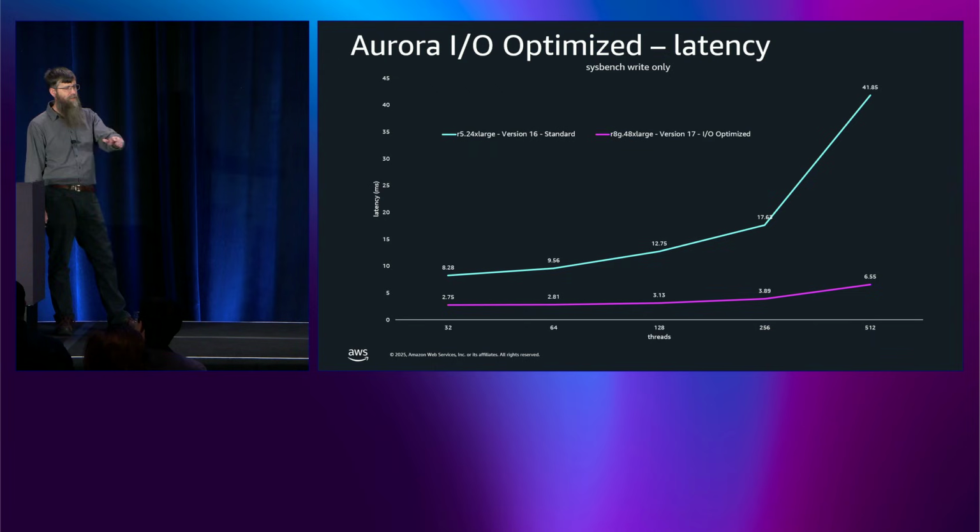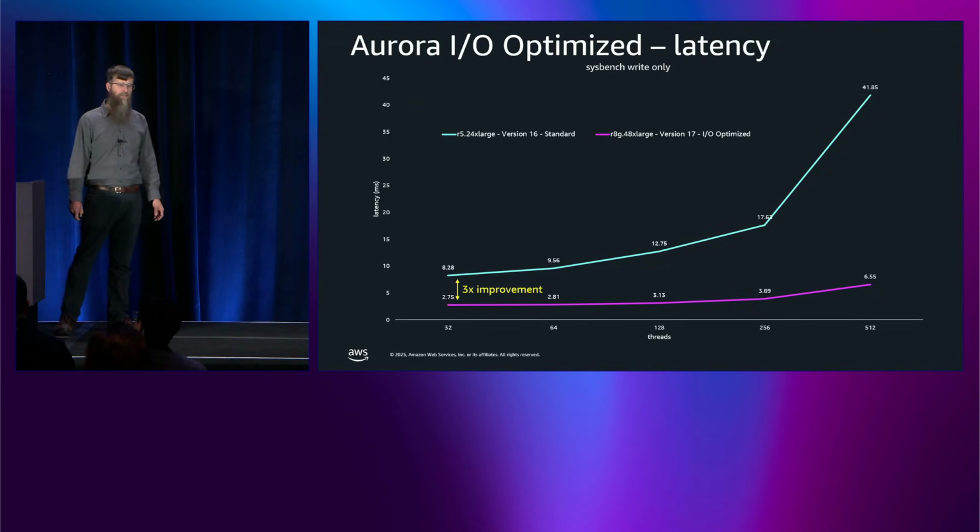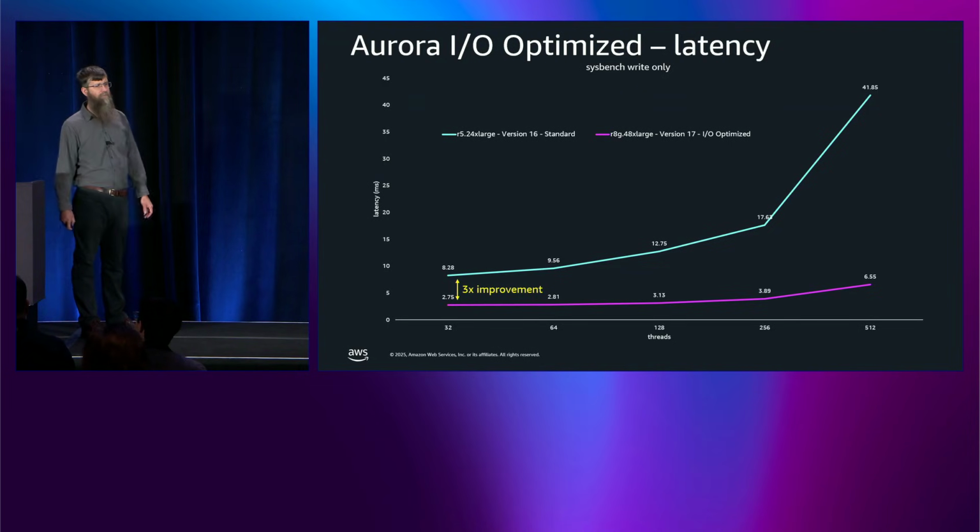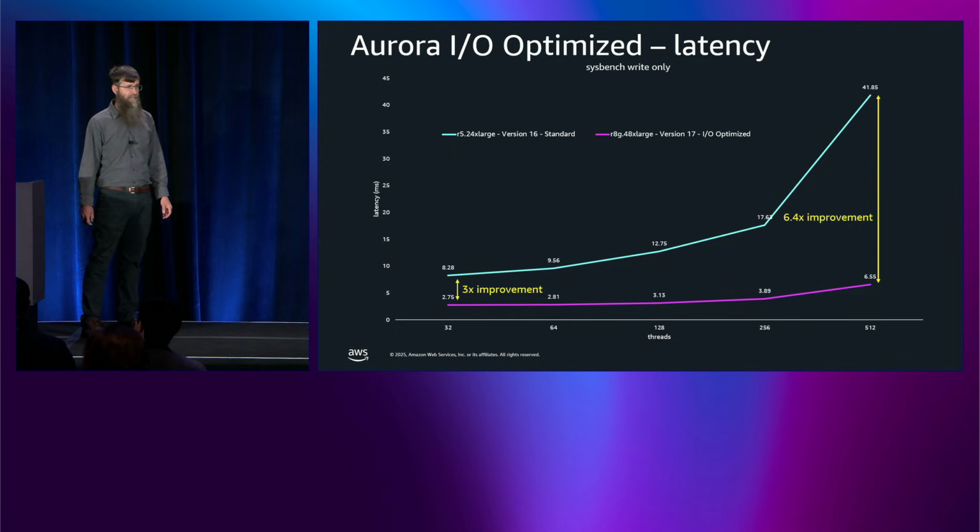We don't like that. Then we got the pink line. That's an R8G 48xlarge, version 17 with IO optimized. You see how that line's almost flat? That's really what we want from a latency graph. So over on the low end, we've got a 3 times improvement in latency. I would be very happy with that. But on the high end, we've got even better. We've got a 6.4 times improvement in latency.